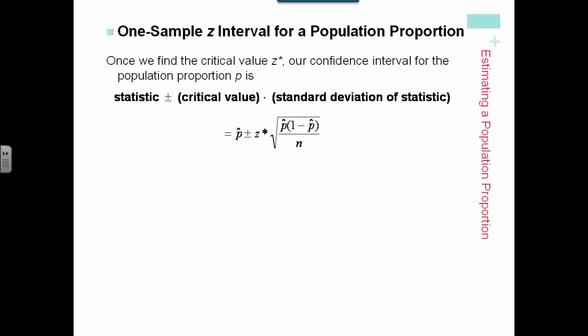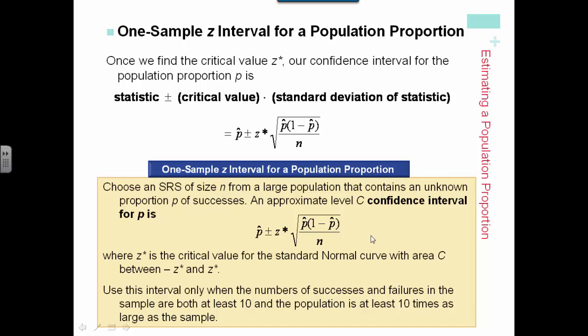Once we find the critical value, z star, our confidence interval for the population proportion is statistic plus or minus critical value times standard deviation of statistic. In our case, it will be p hat plus or minus z star times the standard deviation.